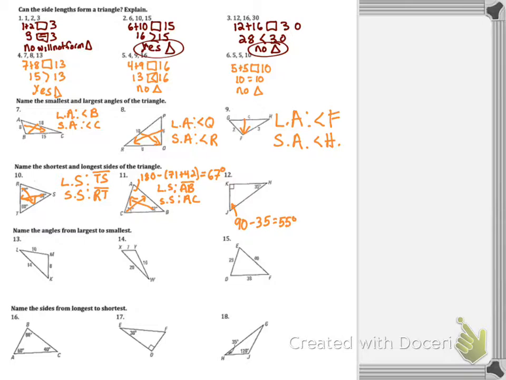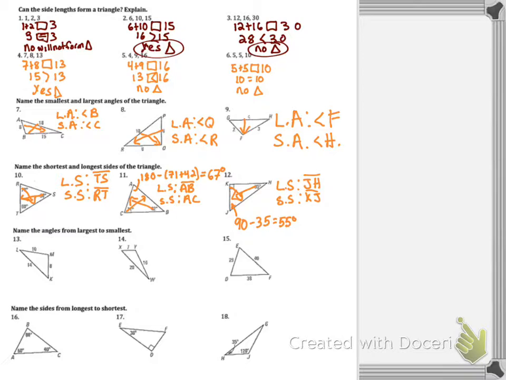Again, that math was not necessary, because 90 degrees is bigger than 55 degrees, and 55 is bigger than 35. So we know that our longest side is opposite our biggest angle, so that's JH. And our shortest side is across from our smallest angle, which is KJ.